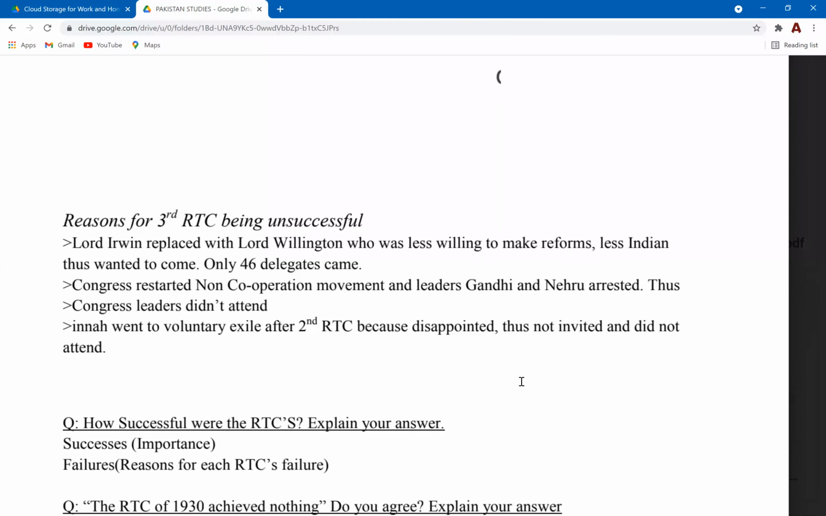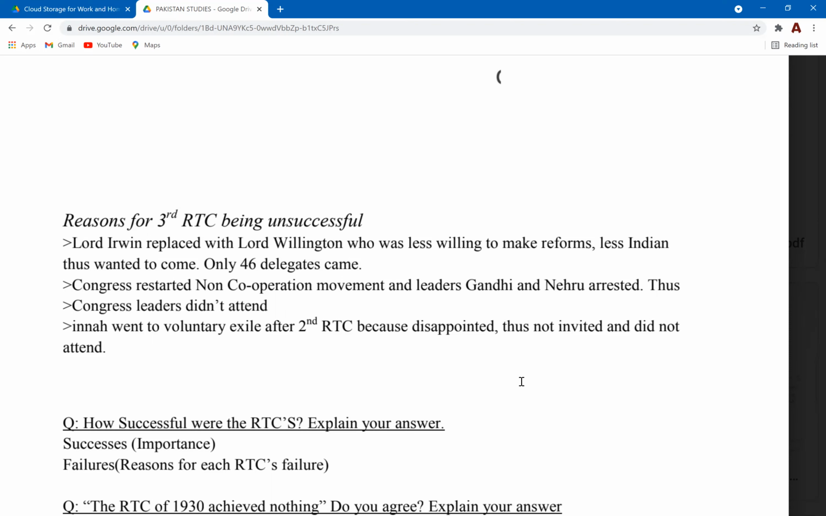So both of the important leaders of Congress were in jail at that time. They were arrested, so because of that, there was no one to represent Congress. Jinnah was also not there in the conference because he was not invited. So obviously he didn't attend. This was another reason as to why the third roundtable conference was also unsuccessful.